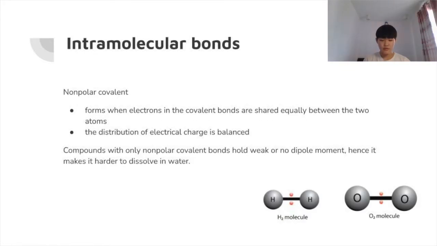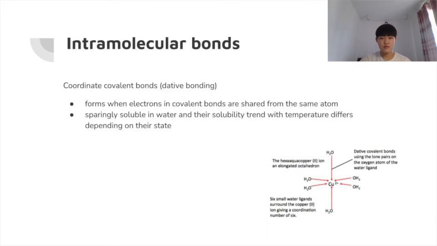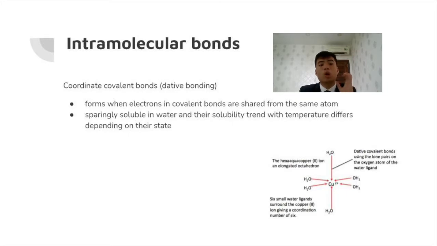Nonpolar covalent forms when electrons in the covalent bonds are shared equally between the two atoms. The distribution of electrical charge is then balanced. Compounds with only nonpolar covalent bonds hold weak or no dipole moment, hence it makes it harder to dissolve in water. Coordinate covalent bonds, which are also known as dative bonding, form when electrons in covalent bonds are shared from the same atom. These are sparingly soluble in water, and the solubility trend with temperature differs depending on their state.